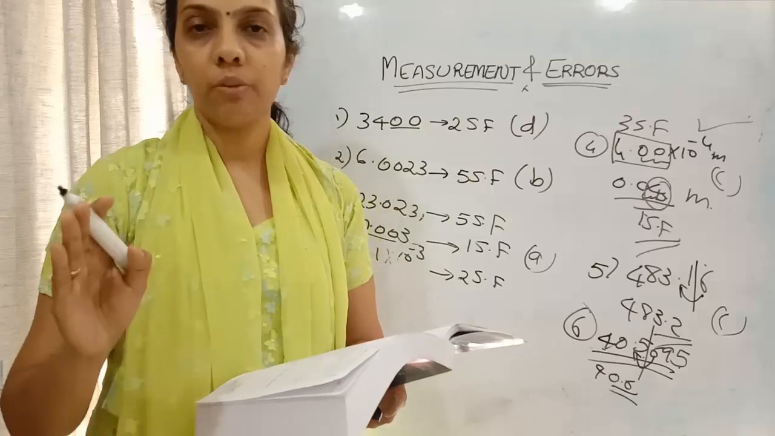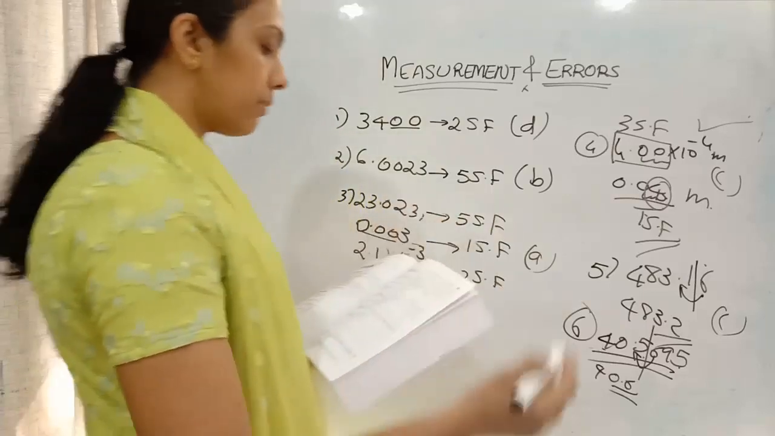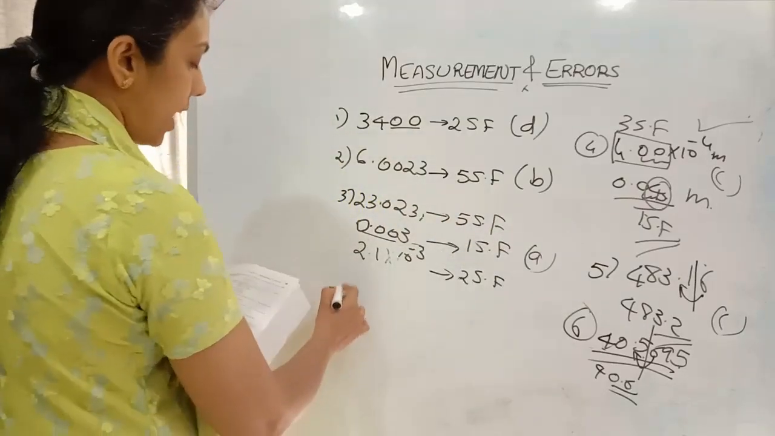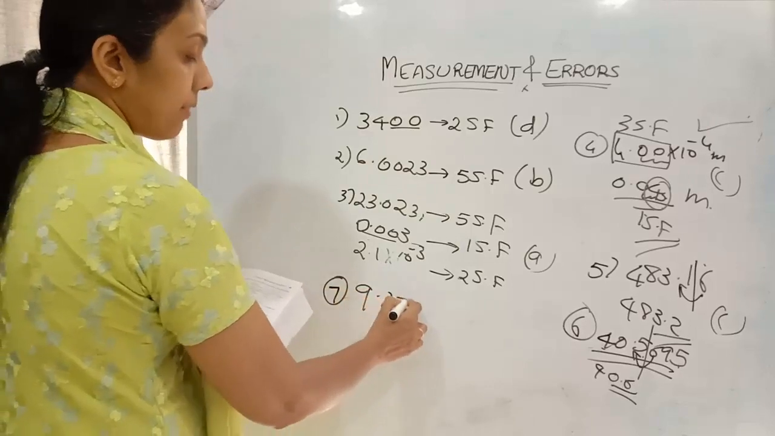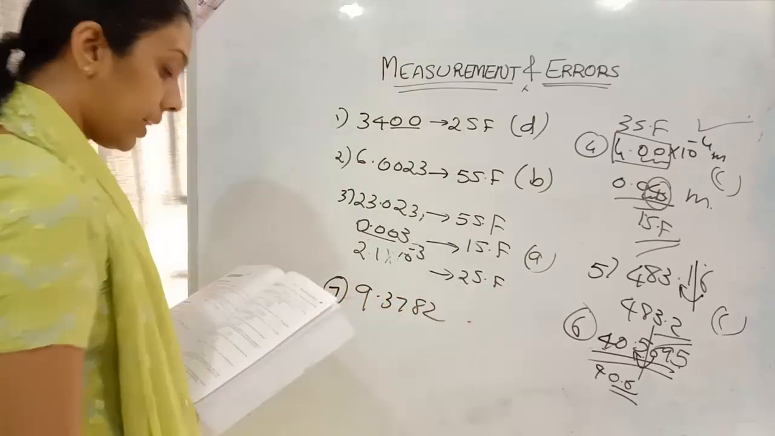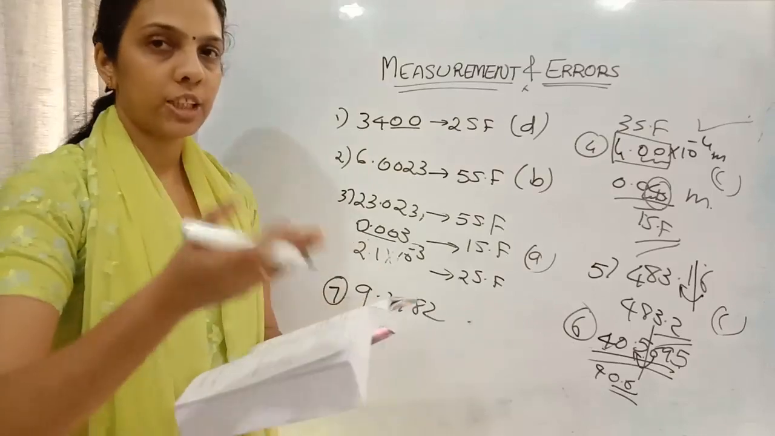Length into breadth will give you the area. So you can first find out the length into breadth, and your answer will be 9.378. Like that you will get. Here, we just multiply, length into breadth.